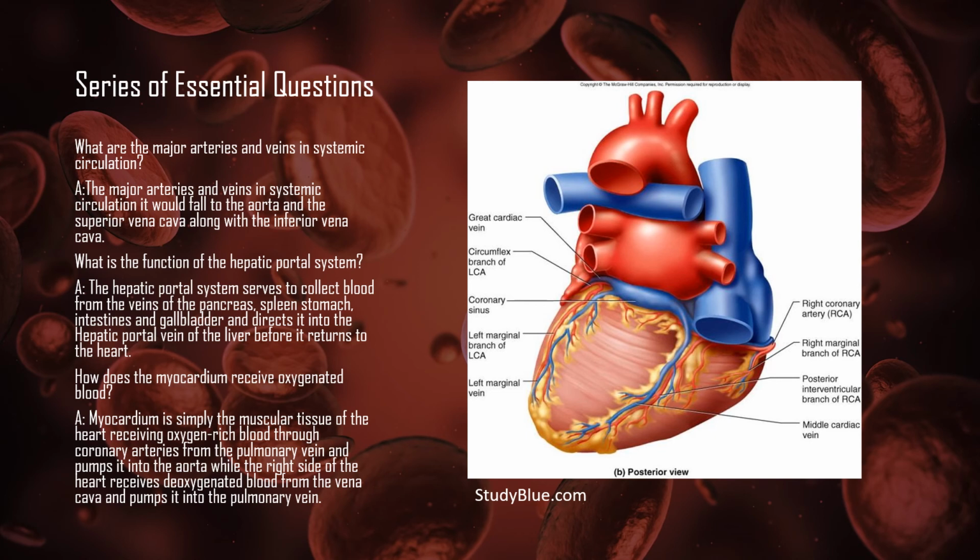The last question is, how does the myocardium receive oxygenated blood? The myocardium is simply the muscular tissue of the heart, receiving oxygen-rich blood through coronary arteries from the pulmonary vein and pumping it into the aorta, while the right side of the heart receives deoxygenated blood from the vena cava and pumps it into the pulmonary vein.